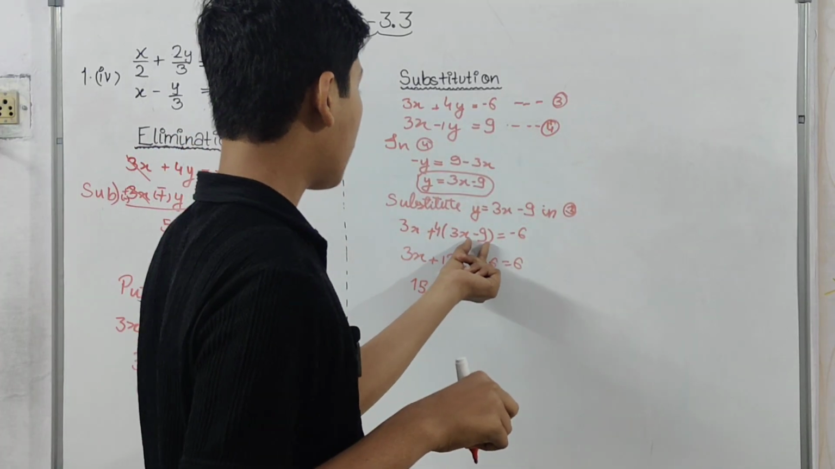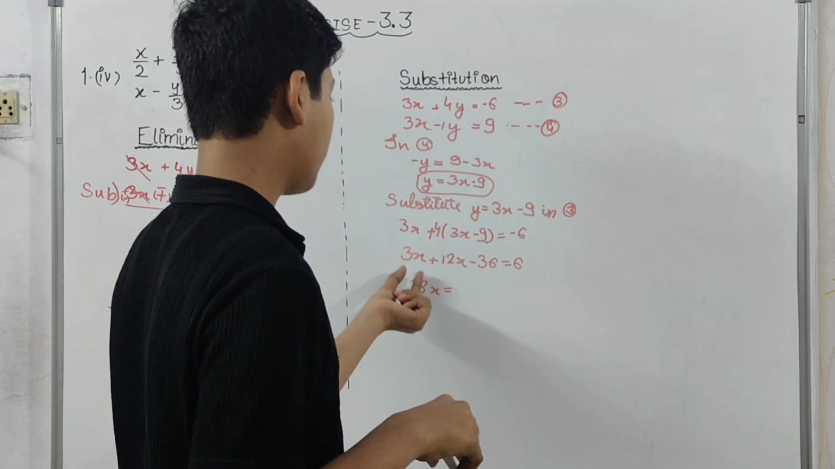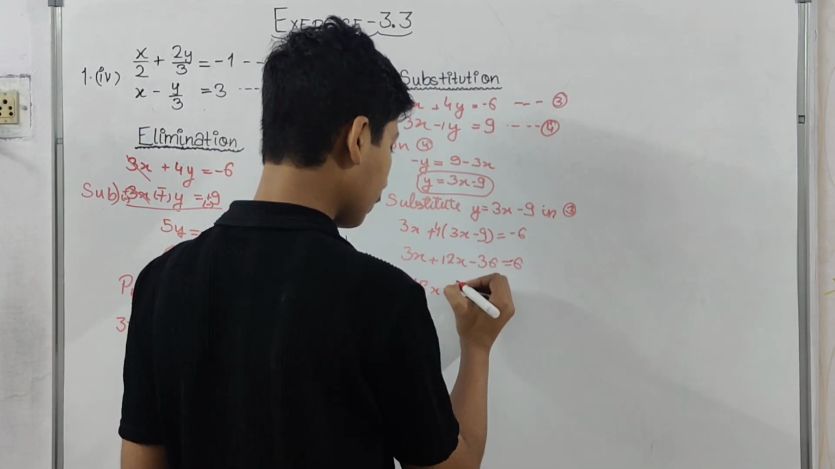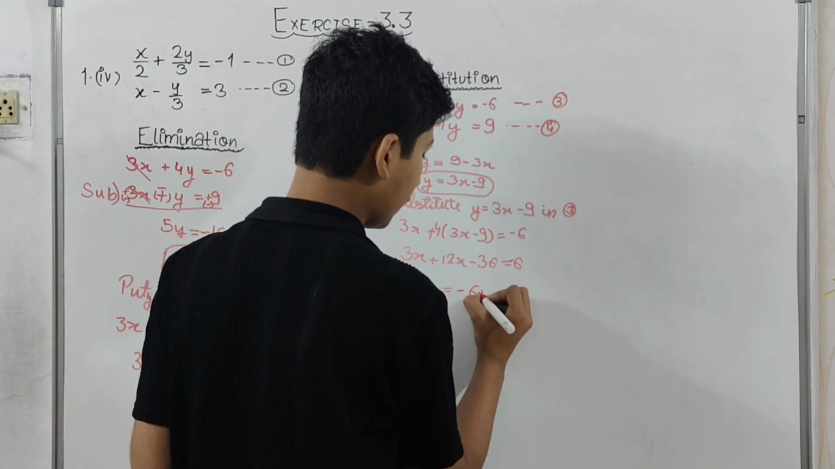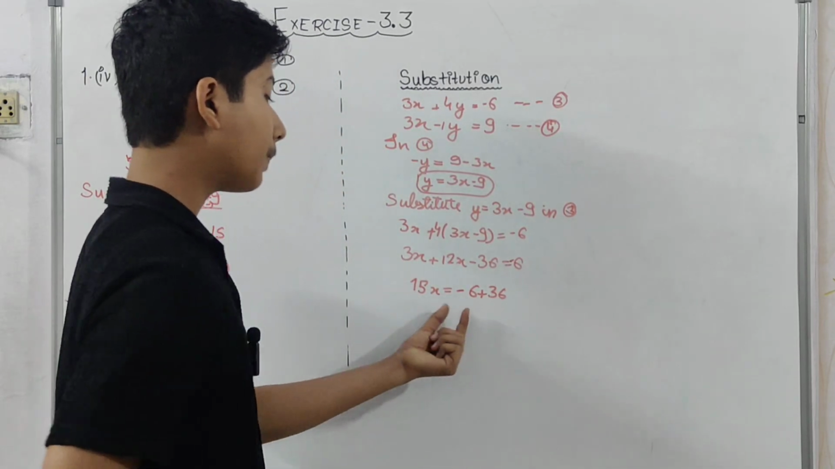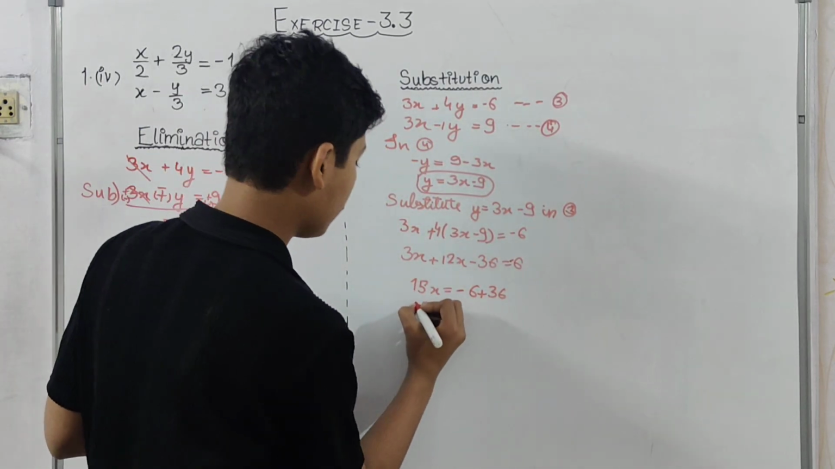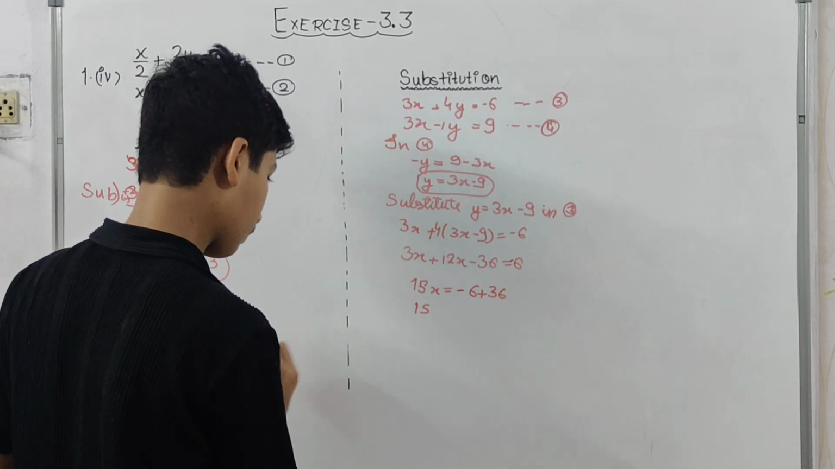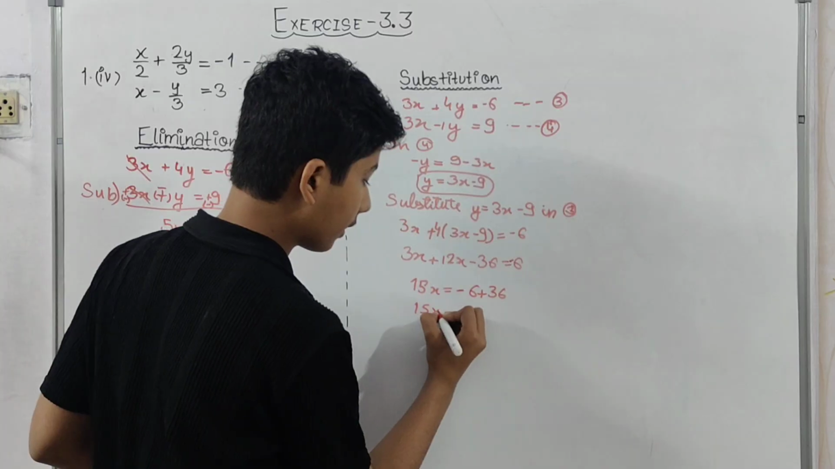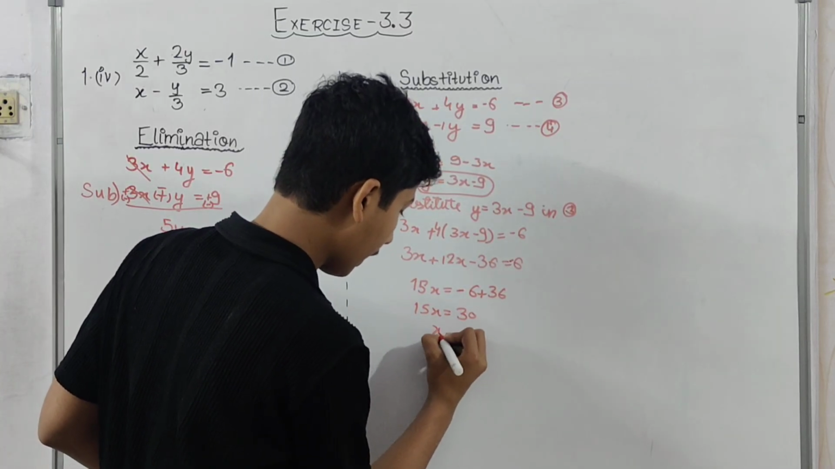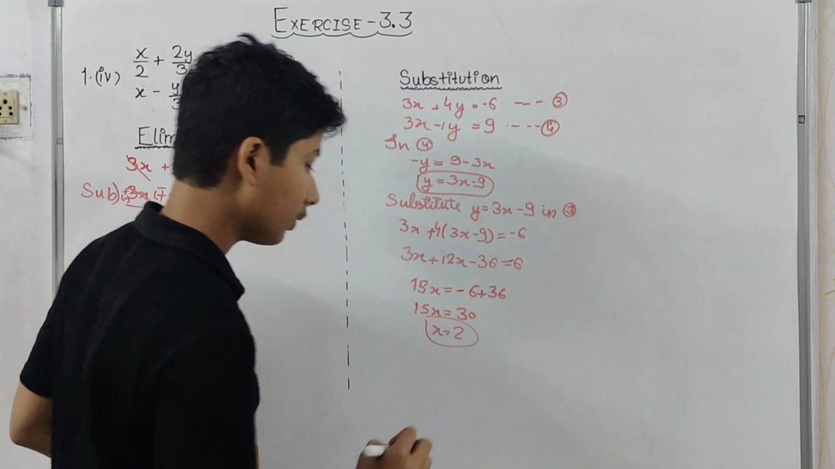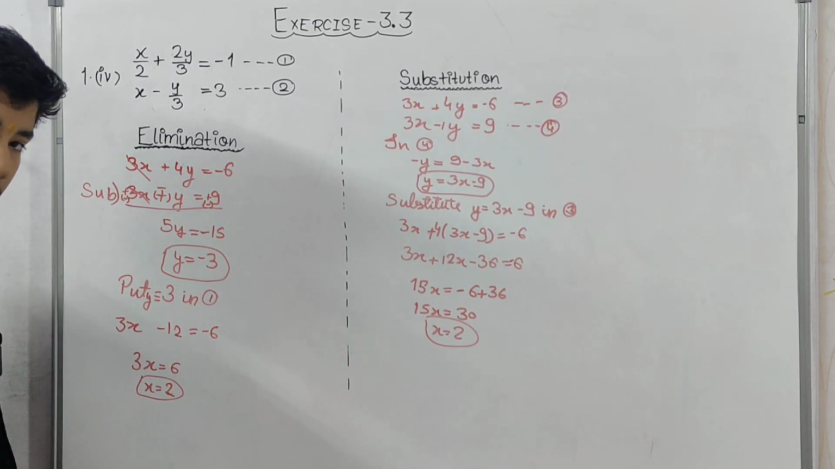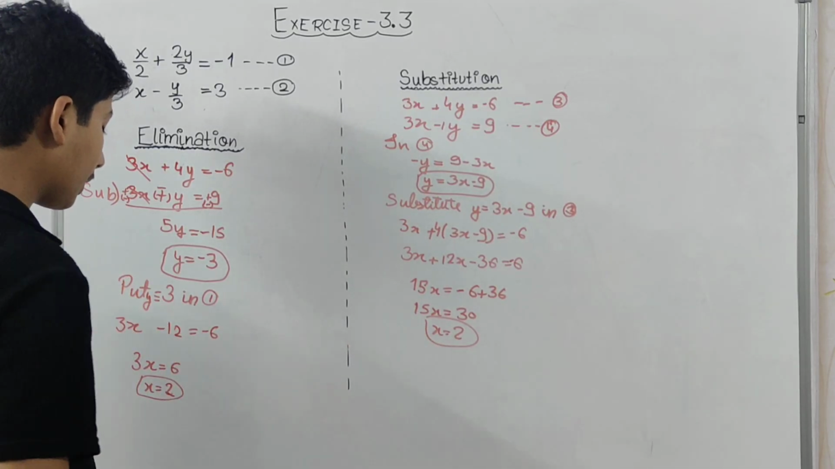Wait, 9 fours are 36 negative, 3x plus 12x, minus 6. So minus 6 plus 36 is 30. 15x equals 30. x equals 2. So if you see this, the value of x has come 2. And here also it was 2.